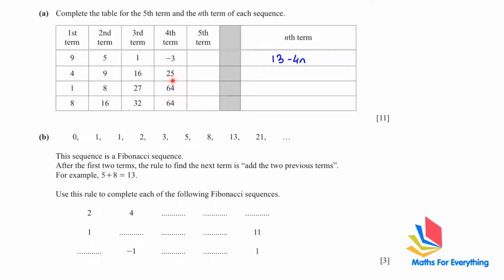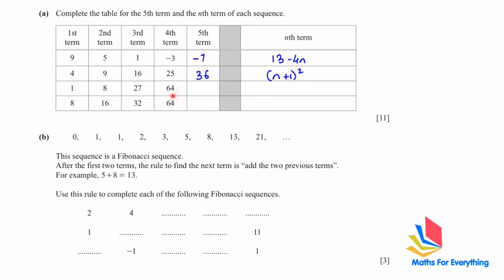4, 9, 16, 25. You know that these are square numbers, but there's a first square number missing. 1 square is 1. And this is 5 square. 25, the next will be 6 square, which is 36. So to get the nth term, whenever the second term is given and not the first one, we write (n plus 1) square.